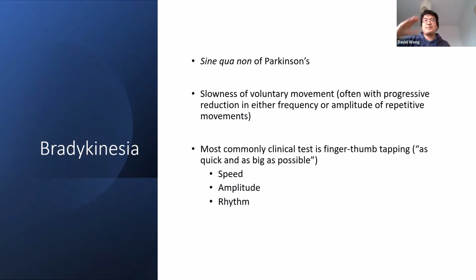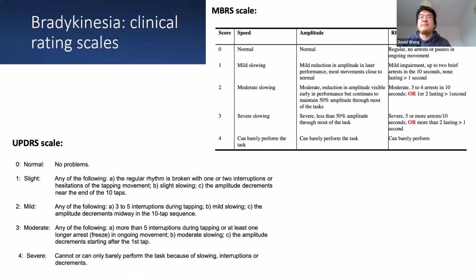And so for the test, patients are asked to tap their thumb and forefinger as quick and as big as possible over 10 seconds. So I do this, and the expert rater looks for changes in speed, amplitude, and rhythm. And in the UPDRS scale, that's given a score between 0 and 4, where 0 is normal, and 4 is so severe that the patient can't or can only barely perform the task. And obviously that is very subjective.